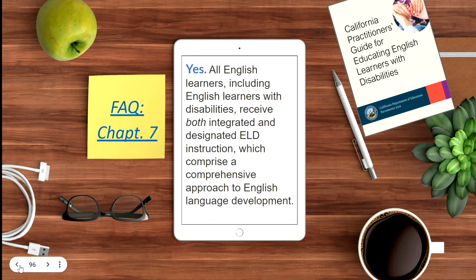So it's important for us to, number one, understand what comprehensive ELD looks like, designated and integrated, understand the resources, the ELD standards, to the degree that we are using them to design and deliver instruction, and that we're able to lean on our colleagues to better support the needs of our English learners via their English learner services. So yes, all English learners, including English learners with disability, receive both integrated and designated ELD instruction.